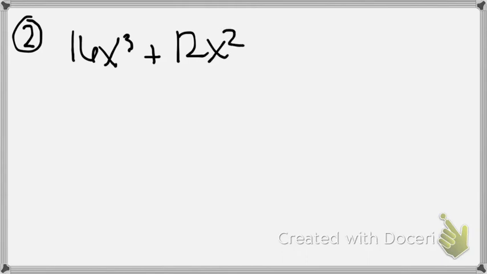So number 2. We've got 16x to the third plus 12x squared plus 4x. Now, you've got to look at every single term and not just the numerical part. Numerically, is there a number that will divide evenly into 16, 12, and 4? Because it has to work for all three. 4.